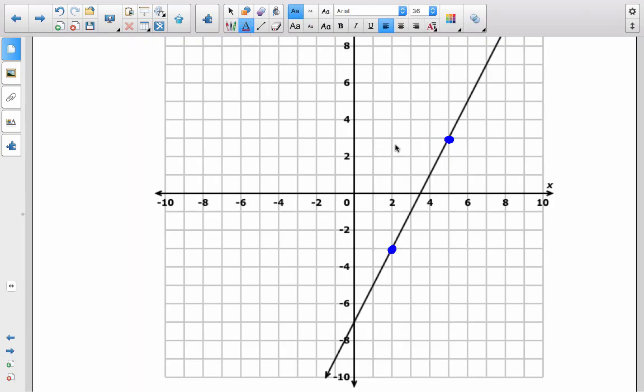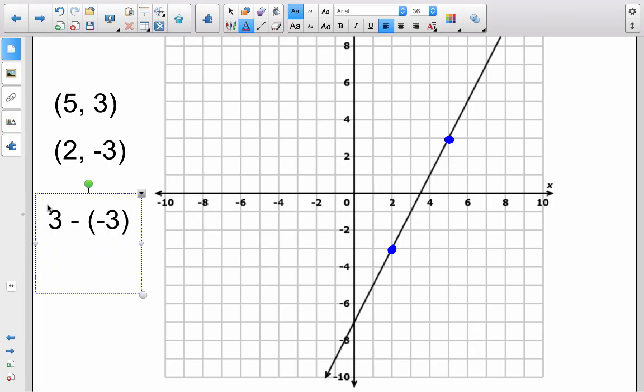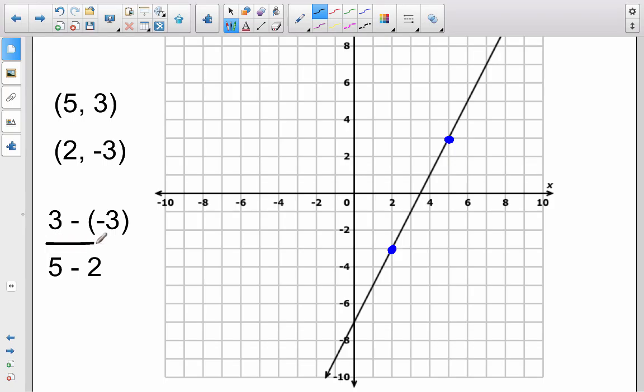If I look at my ordered pairs, this top one has coordinates of 5, 3. So I'll write that down. And the second one has an ordered pair of 2, negative 3. To find the slope, I do the difference in y divided by the difference in x. So my y coordinates are 3 minus negative 3, and then my x is 5 minus 2. Looking in the numerator, 3 minus negative 3, if I add the opposite, I get 6. 5 minus 2 is 3. And I can simplify this: 6 divided by 3 is 2. So I know that the slope, or m, is 2.